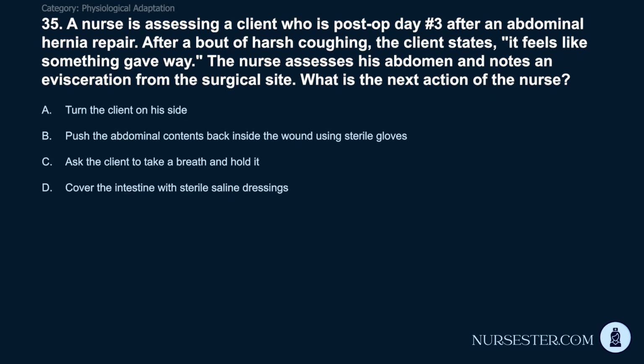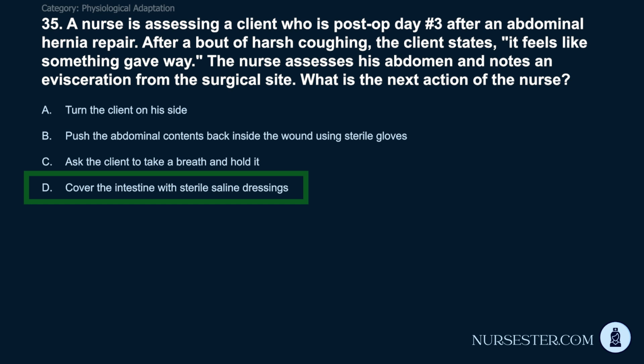35. A nurse is assessing a client who is post-op day number 3 after an abdominal hernia repair. After a bout of harsh coughing, the client states, "It feels like something gave way." The nurse assesses his abdomen and notes an evisceration from the surgical site. What is the next action of the nurse? A. Turn the client on his side. B. Push the abdominal contents back inside the wound using sterile gloves. C. Ask the client to take a breath and hold it. D. Cover the intestine with sterile saline dressings.